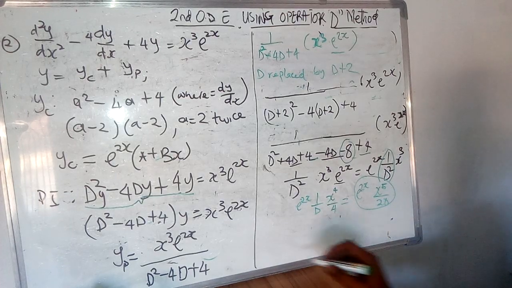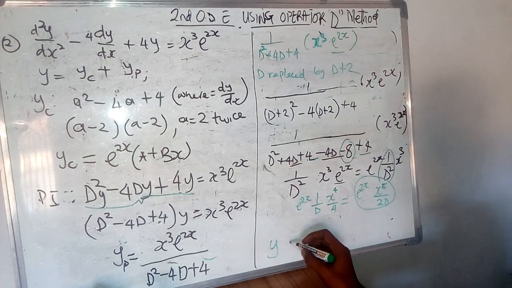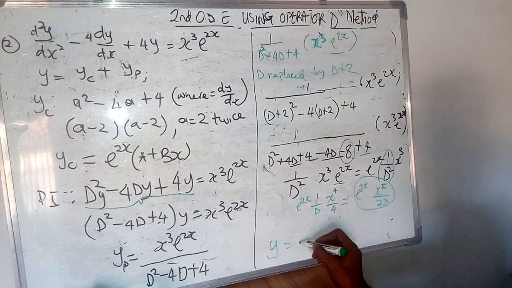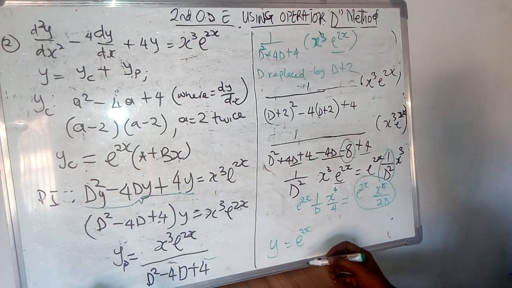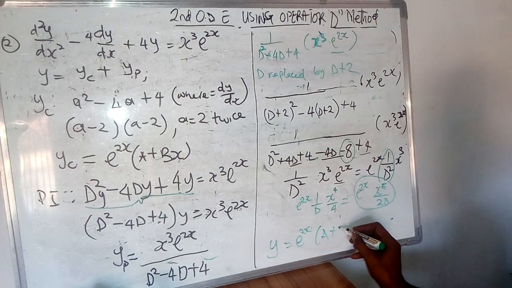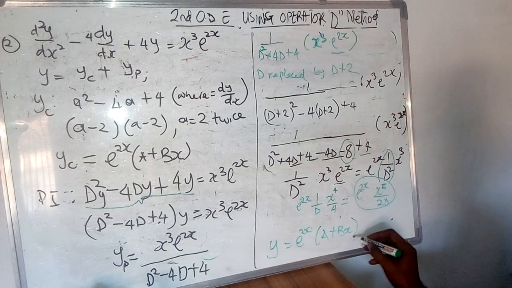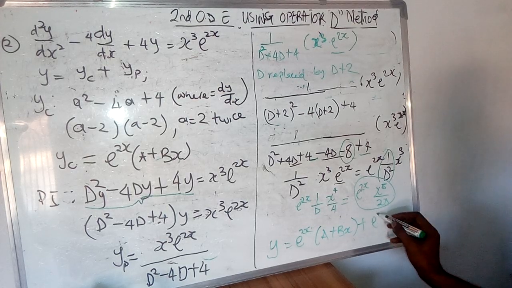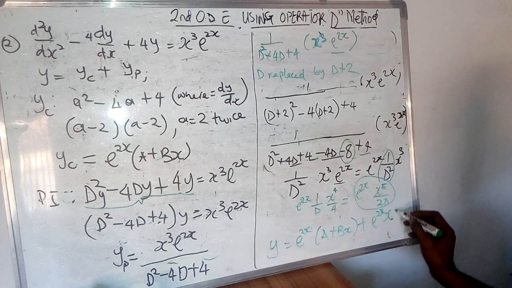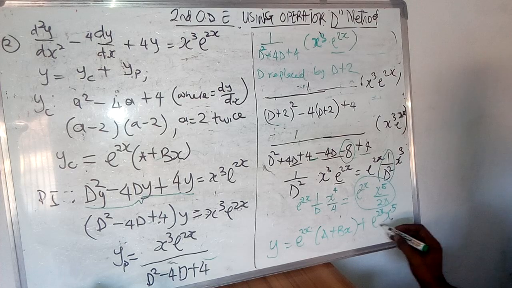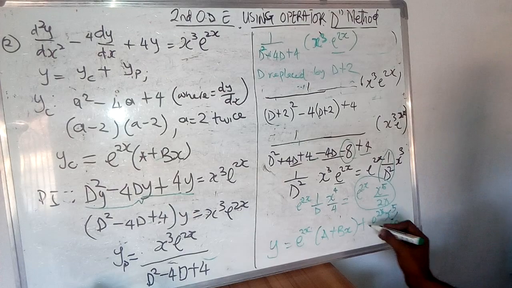So our general solution will now be our complementary function plus our particular integral. This will be exponential 2x, bracket A plus Bx, plus exponential 2x times x raised to the power 5 all over 20.